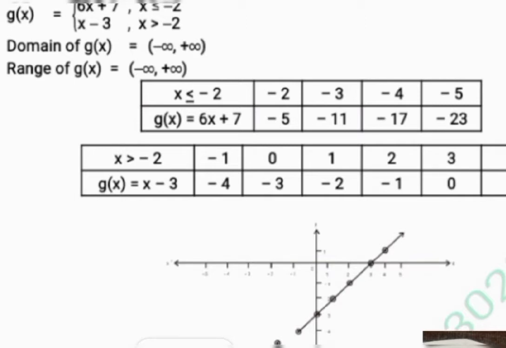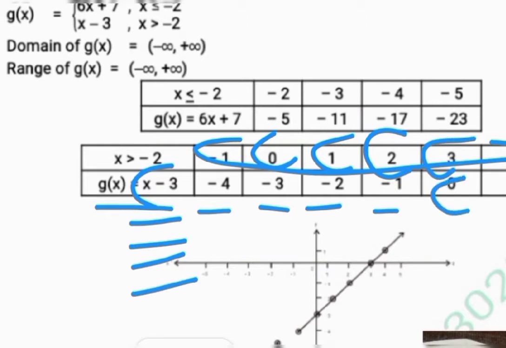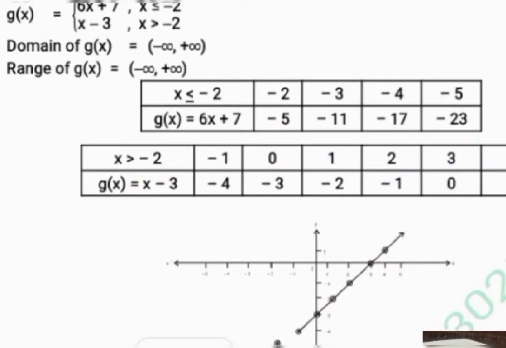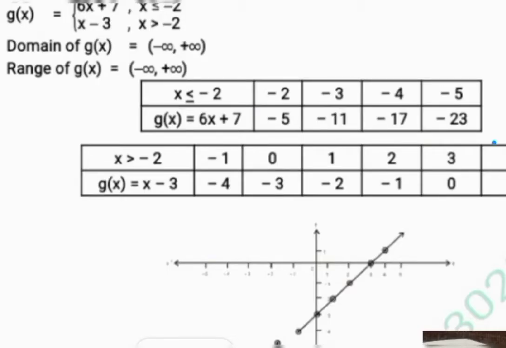Now we will put these values in this function. If we put -1 here, the answer will be -4. If we put 0 here, the answer will be -3. If we put 1 here, the answer will be -2. If we put 2 here, the answer will be -1. If we put 3 here, the answer will be 0. If we put 4, the answer will be 1. Now we will draw the graph. At 4 there is 1.